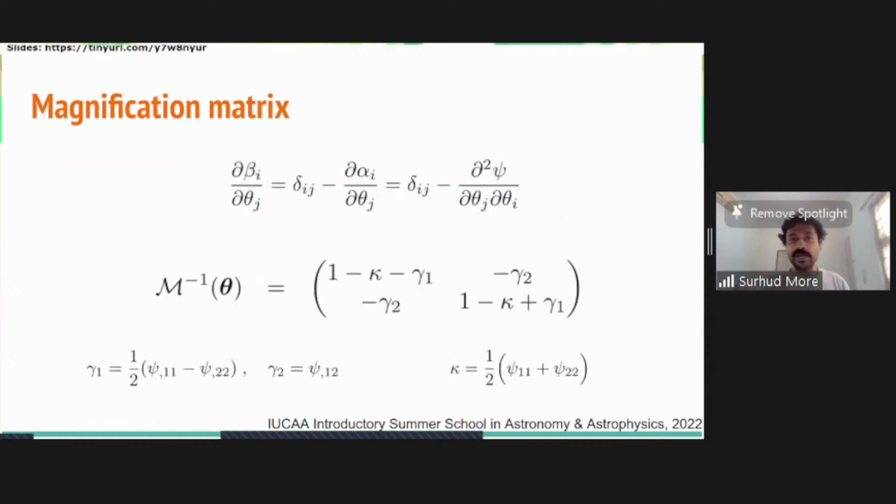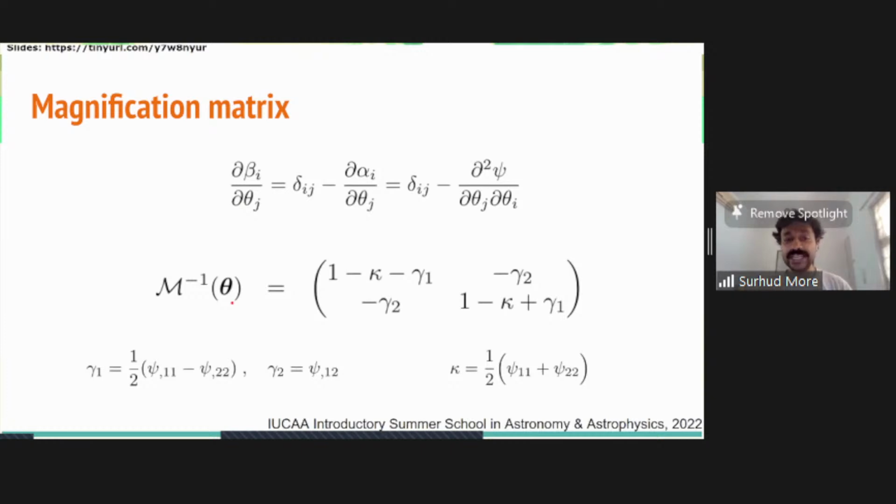So let's try to understand what these magnification ratios would be. Instead of considering the magnification matrix, which is del theta by del beta, it is simpler if you consider the inverse of it. So the inverse is written here as del beta by del theta. Because there are different components, I have given labels i and j here. So del beta i by del theta j.